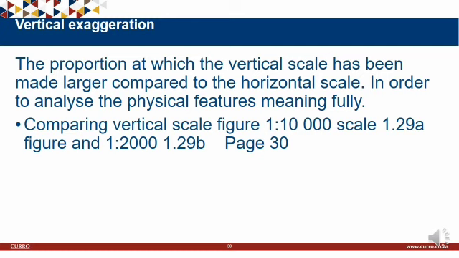Now, comparing the vertical scale on figure 1.29a, which is 1 is to 10,000. Can you see that? And then 1.29b on page 30, same page, the scale is 1 is to 2,000. Understand? Now we are comparing these two things. Can you see that it's the same side view, but they look different? The other one looks taller than it should be. The other one looks very short. Understand? That's the effect of vertical exaggeration.